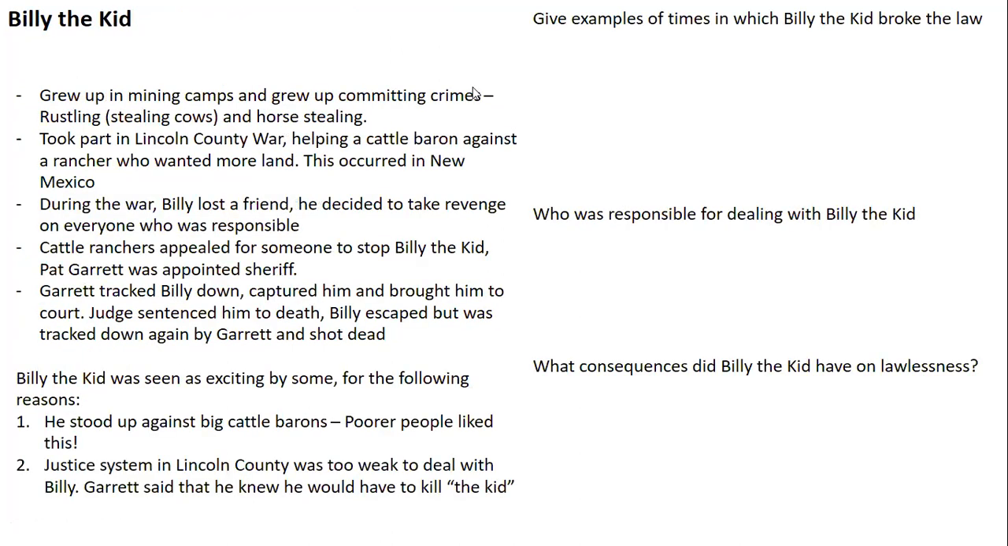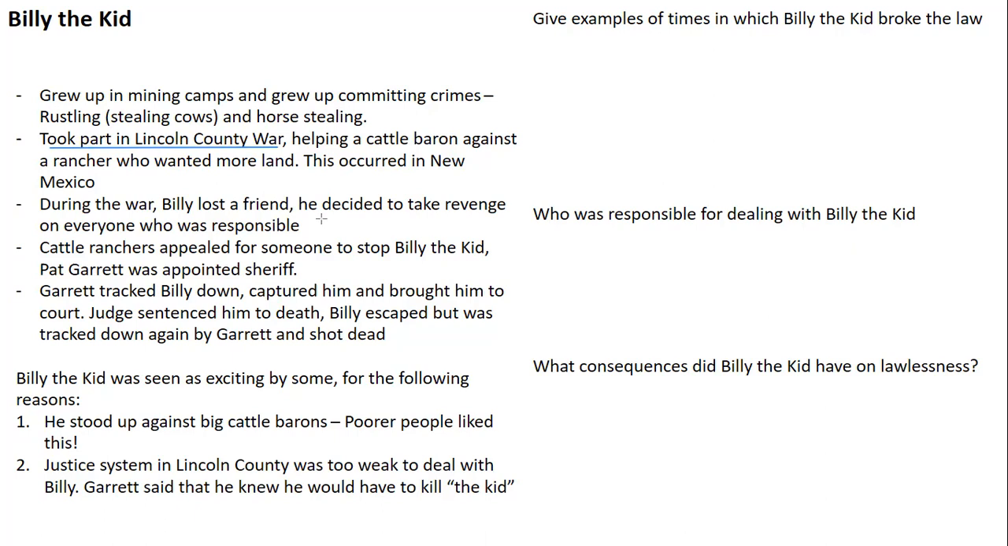So a few examples that you do need to be made aware of is firstly, Billy the Kid. Billy the Kid grew up in mining camps. He would have seen law. He committed crime. He stole cows and he stole horses. He took part in something called the Lincoln County War, helping a cattle baron against a rancher who wanted more land. During this war, Billy lost a friend and he decided to take revenge on anyone who was responsible.